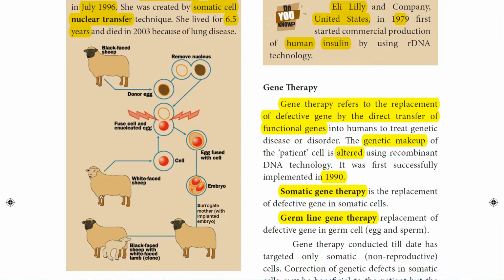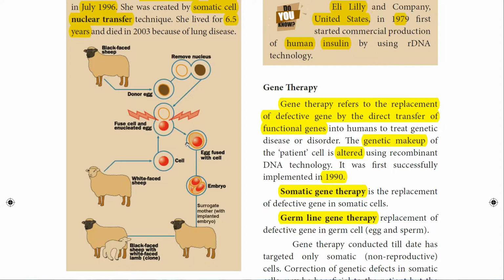In a similar way, from a white-faced sheep, another sheep, they have removed a somatic cell. The somatic cell consists of the whole set of chromosomes in it, that is 2n number of chromosomes will be present in the somatic cell. And from this cell they have taken only the nucleus. From the black-faced sheep they have taken the cytoplasm, from the white-faced sheep they have taken the nucleus, and both are fused together.